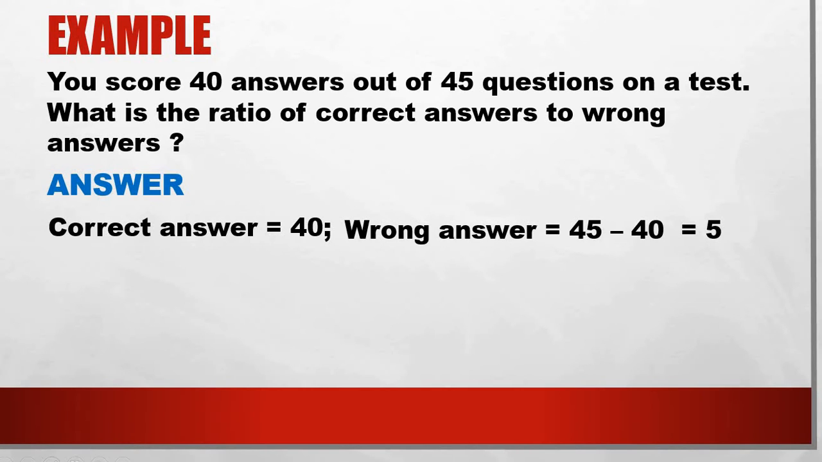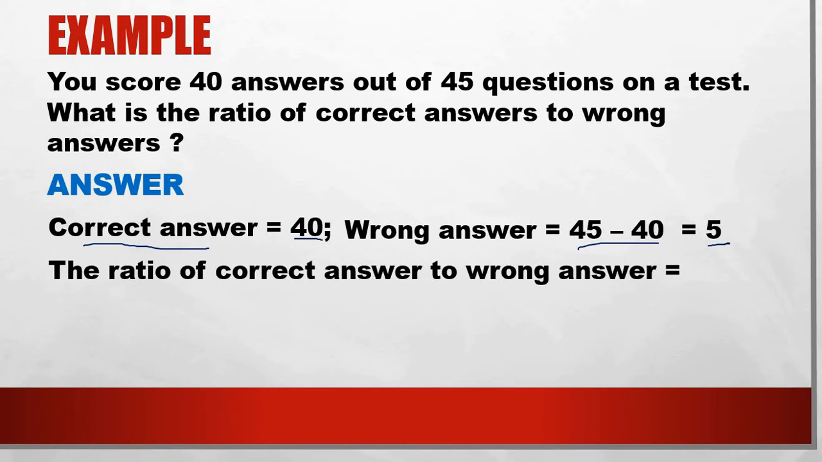I hope that is clear. Let me show you what I'm saying. We know the correct ones you answered are 40. Then the wrong ones we are not told, but we can figure that out by taking the right ones from the total number of questions you have, and that gave us 5. Now the question says we should find the ratio of the correct answers to the wrong answers.